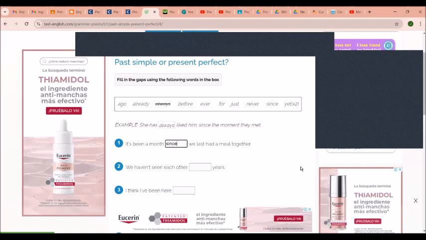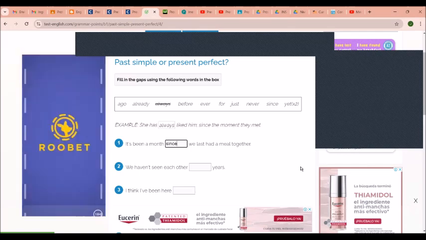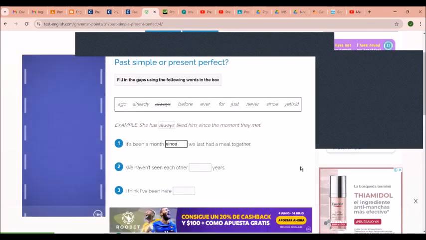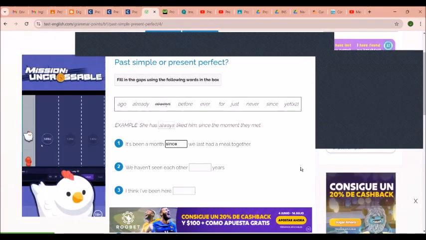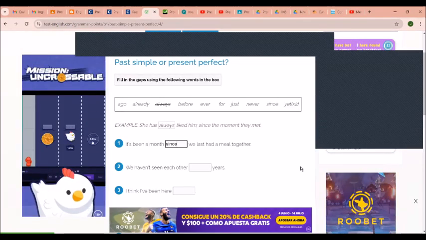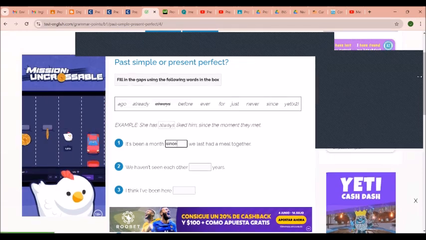All right? Since tells us the starting point. Repeat. It has been. It's been a month since we last had a meal together. All right.